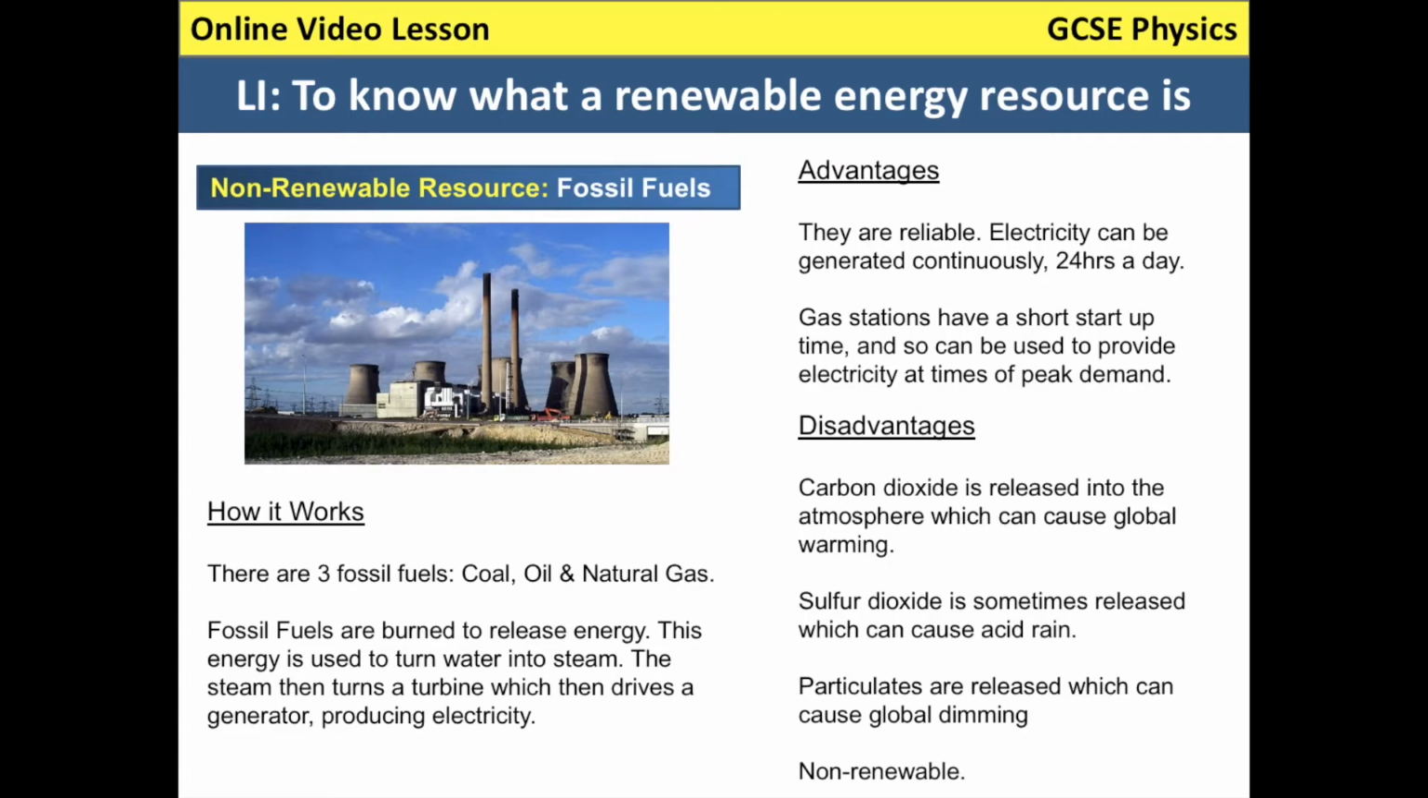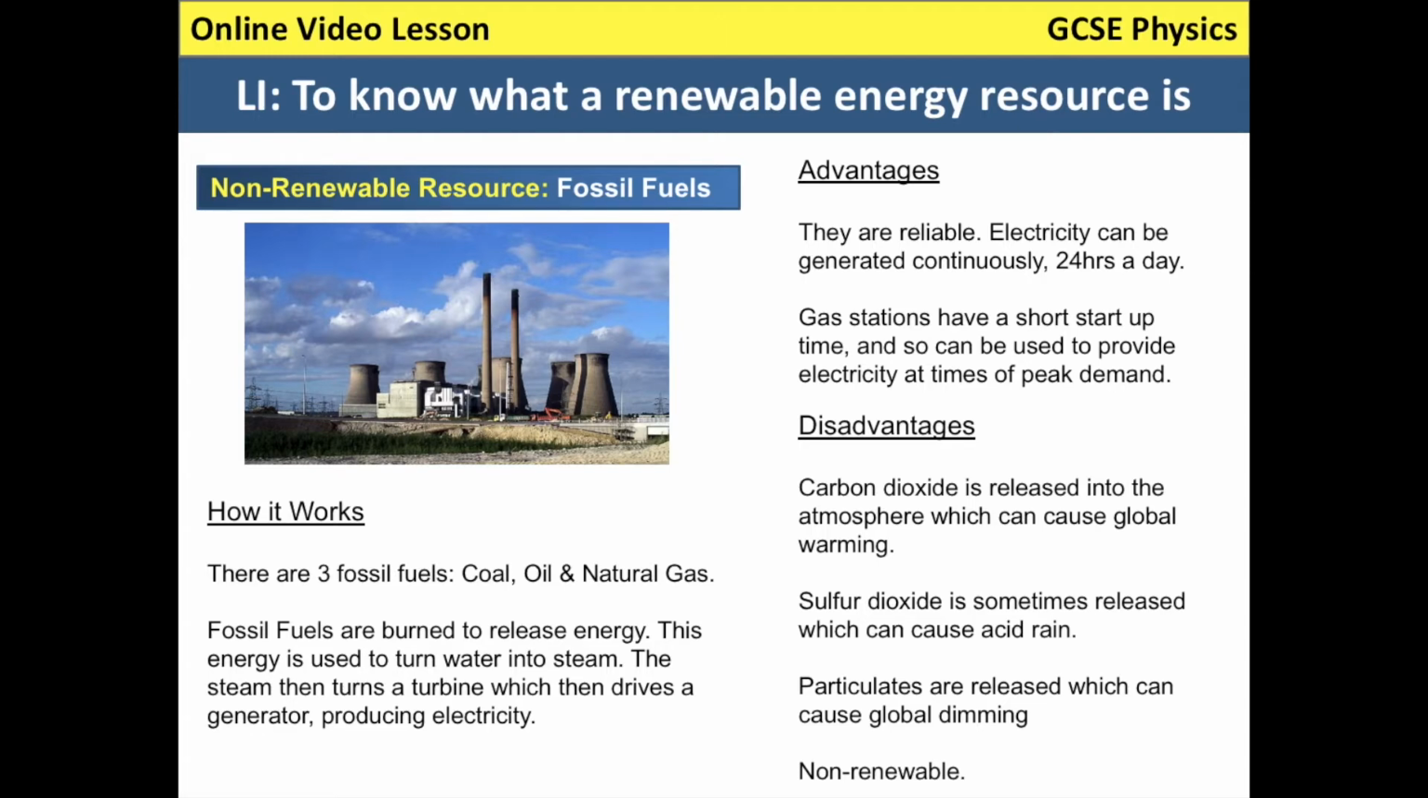So the first thing that we'll look at then are the fossil fuels. There are 3 fossil fuels. They are coal, oil, and natural gas. The way they work is all the same. They get burned, and when they are burned, they release energy. That process, of course, you'll know from chemistry as being combustion.